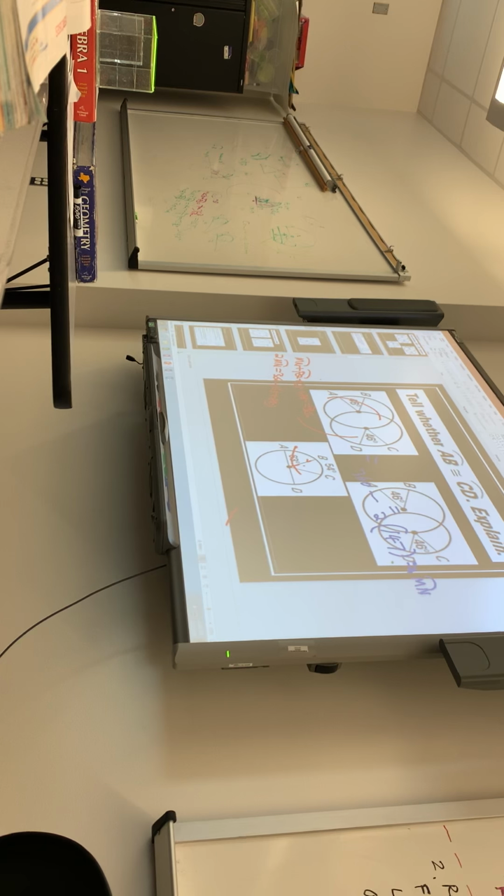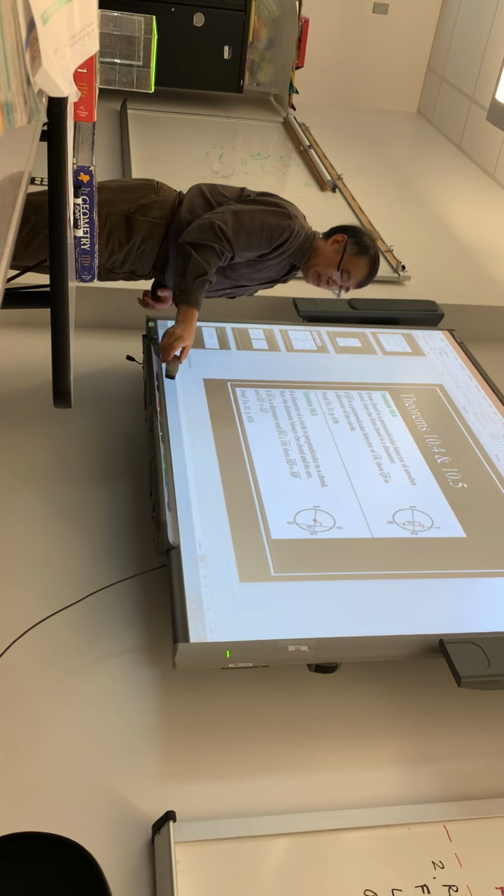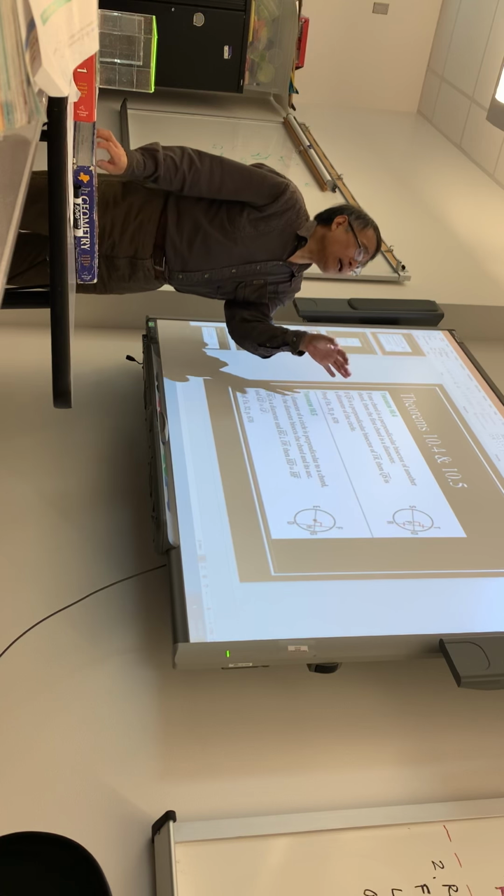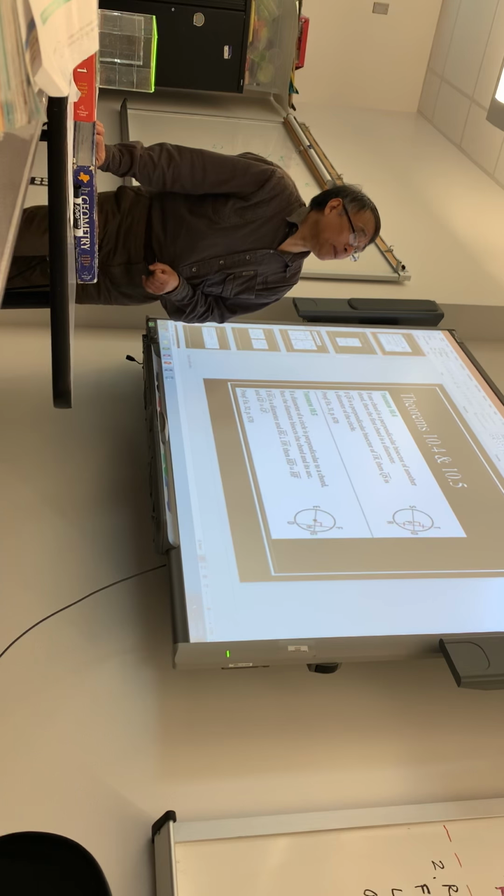Next we have theorem 10.4, 10.5. We have three more. So they have many theorems. Although they are not difficult work, the questions are not easy. Theorem 10.4: if one chord is perpendicular bisected to another one, that chord must be a diameter.